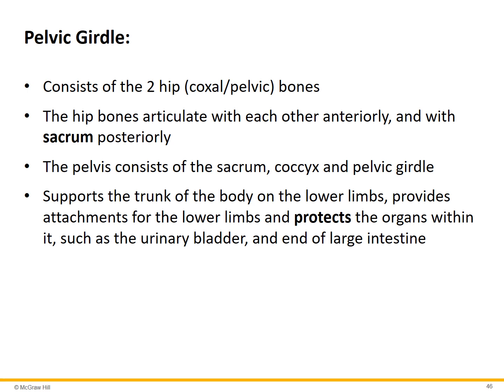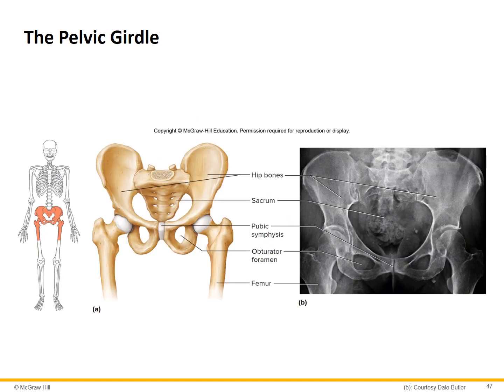Your pelvis, that term refers to the sacrum, coccyx, and pelvic girdle. The function of the pelvic girdle is that it supports the trunk of the body on the lower limbs and provides attachment sites for the lower limbs. It helps protect pelvic organs within it, such as the urinary bladder, the end of the large intestine, and many male and female reproductive organs. Right, so this is showing the pelvic girdle.